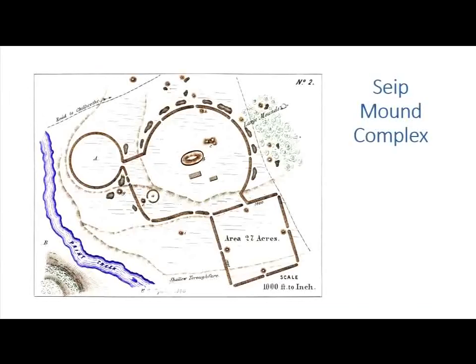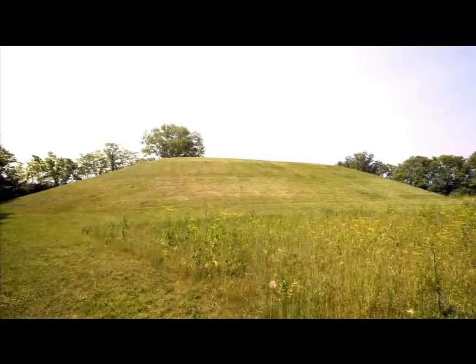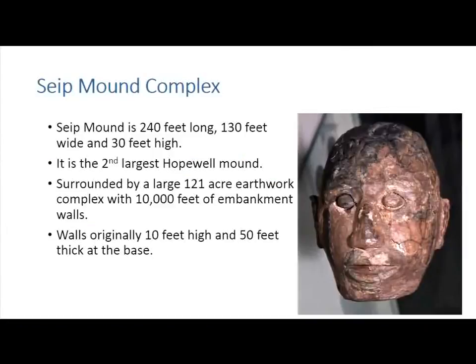Here's another area along the Paint Creek, and there's a site that's important, the lower left. This is the Seip Mound Complex, and it has a large central mound in the center. That mound is 240 feet long, 130 feet wide, and 30 feet high. And it is the second largest Hopewell mound. And once again, these complexes are huge. It takes in 121 acres, 10,000 feet of embankment walls that were originally 10 feet high.